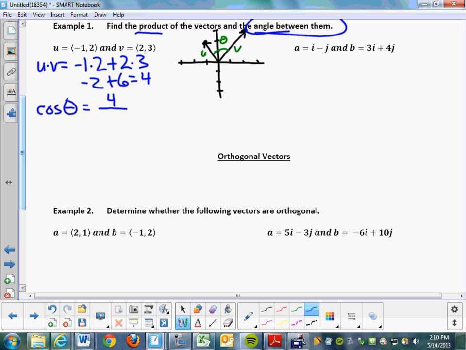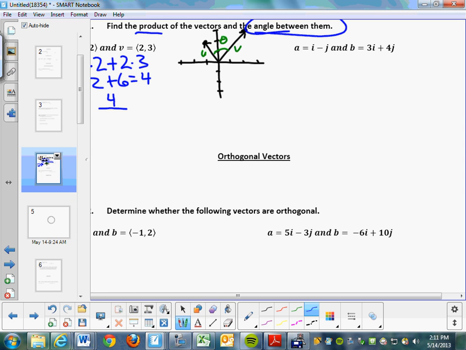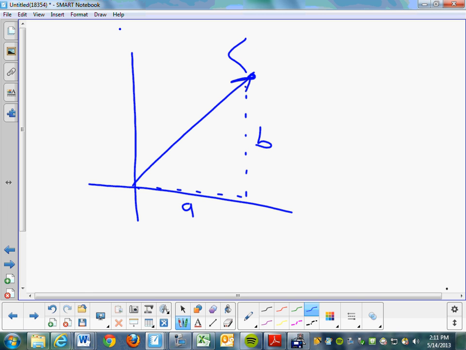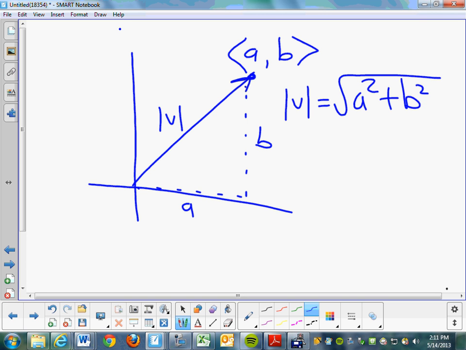Do you remember how to find the magnitude of a vector? Very good. Miss Barber has it. Remember that if you have a vector like this, it has a vertical component and a horizontal component, so we call it vector AB, in that form. The way that we found the magnitude of that vector is magnitude of V is equal to the square root of A squared plus B squared, which is simply just the Pythagorean theorem. Remember that? So we need to do that for both U and V, and multiply them together. So let's do that.